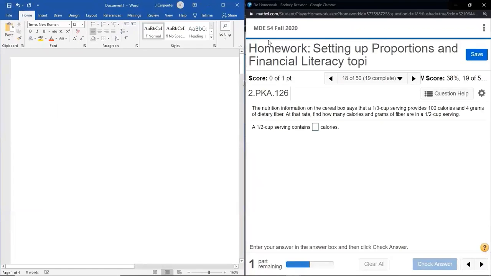So let's read this problem since it's a new day. The nutrition information on the cereal box says that a third of a cup serving provides 100 calories and 4 grams of dietary fiber. No specific cereal, a third of a cup. When they say a third of a cup, they're talking about weight, not actual liquid volume. That would be fluid ounces. There is a difference between cups of fluid ounces and cups in weight.